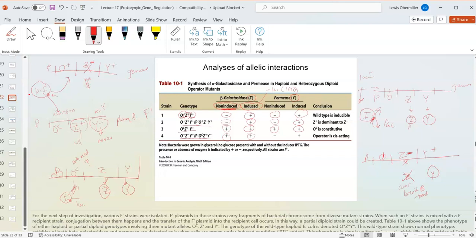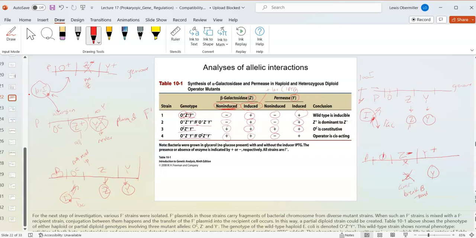So it's going to be Y minus minus. So we should get no lactose, no Y. That's going to be different. This is going to be always on. We're never going to get Y from this. So we don't care about this for Y.